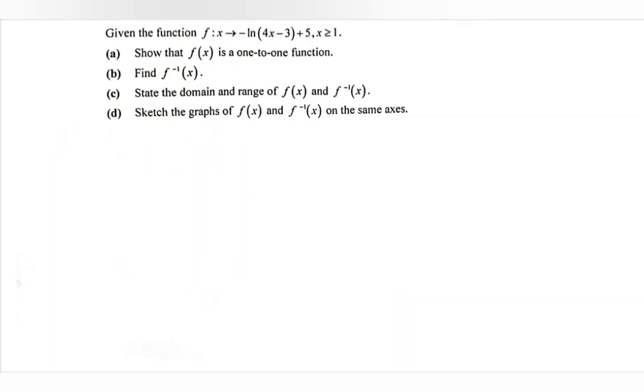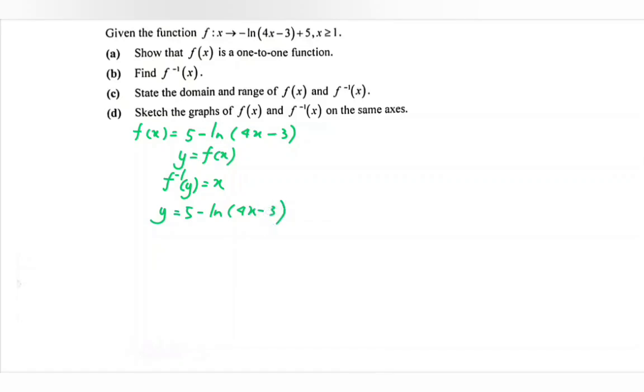So part (b) is to find the f inverse. So let's say we have f(x) equals 5 minus ln(4x - 3). y equals f(x). So we have the statement f inverse of y must equal x. So y equals 5 minus ln(4x - 3). Rearrange, ln(4x - 3) equals 5 minus y. 4x - 3 equals exponent of 5 minus y. So x equals (exponent of 5 minus y, plus 3) over 4.